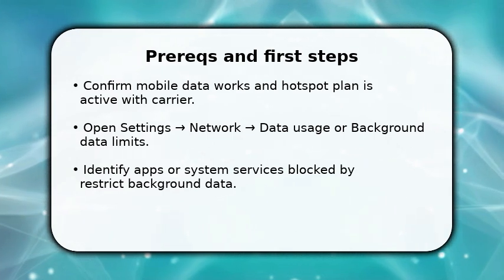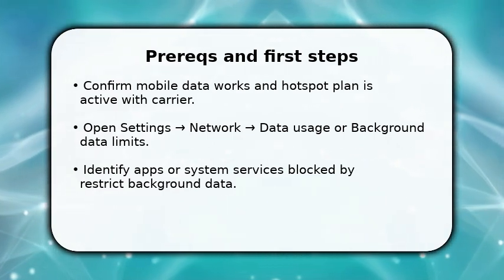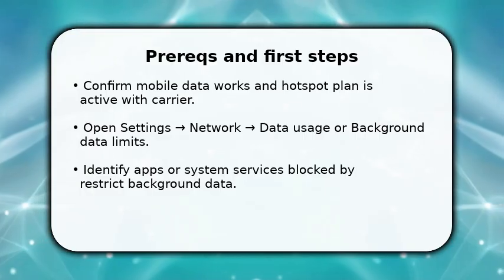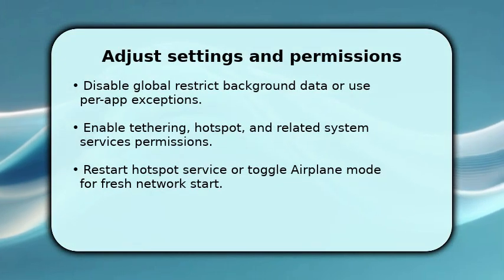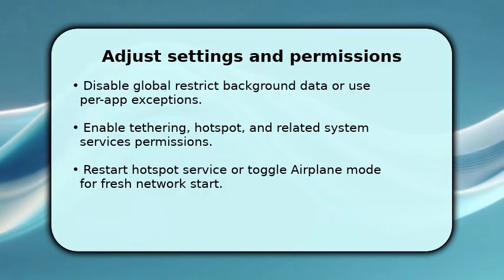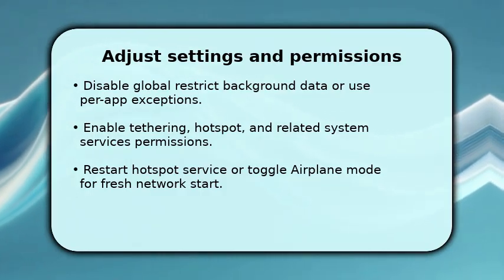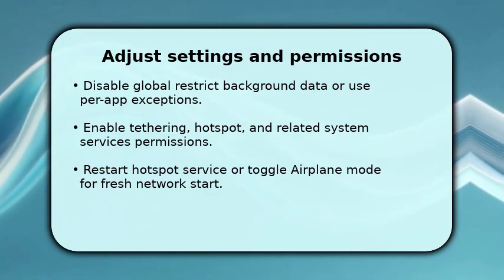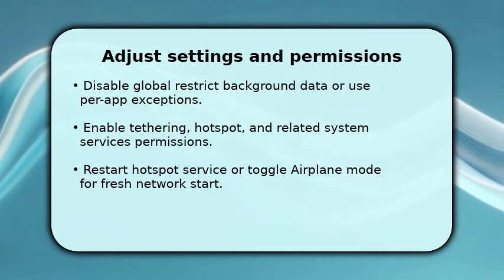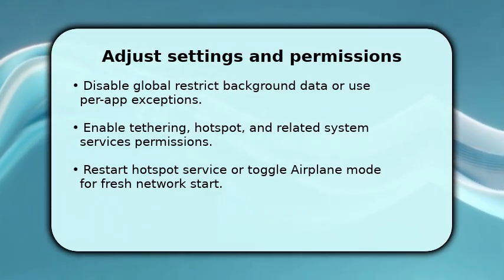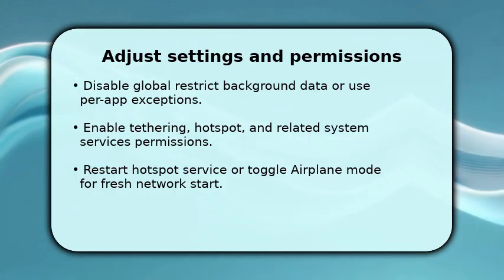Now proceed to selectively lift restrictions for tethering-related services. Once done, either disable the Global Restrict Background Data toggle or add exceptions for the hotspot and networking apps so the phone can exchange control packets. Make sure mobile hotspot, tethering, and the system UI or carrier services have permission to use background data.